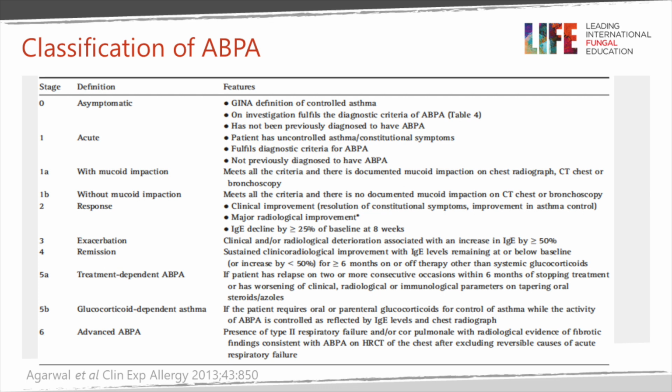Here's a classification of ABPA which you may find useful. Essentially it's looking at the whole spectrum from asymptomatic, acute presentations, people who are relapsing, who might then go into remission, people who are treatment dependent, possibly people who are steroid dependent, and then the very advanced changes. It's a very logical progression. The clinicians may find this useful. It's not predominantly radiological, however.